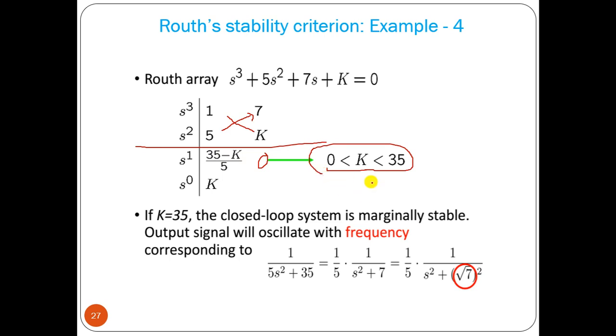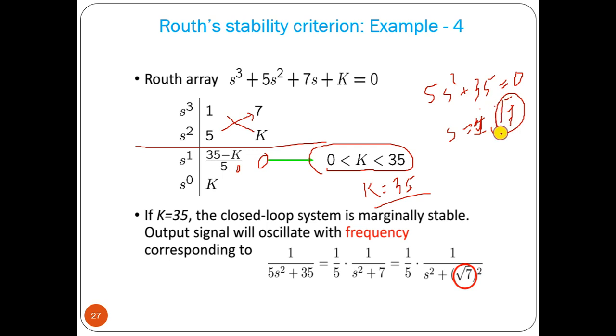Now what will happen if k equal to 35? If k equal to 35, then this entire row becomes 0. So 5s square plus 35 is the auxiliary polynomial equation. From that we can find s equal to plus minus j root 7. S square equal to minus 35 by 5, that is minus 7. So s equal to plus minus j root 7, and that will be the frequency of oscillation.